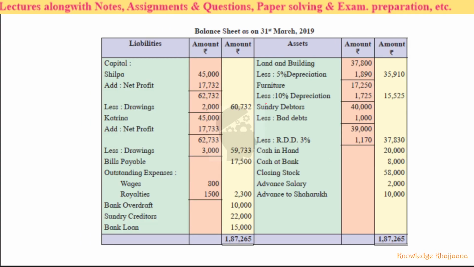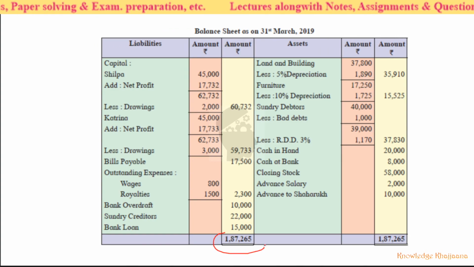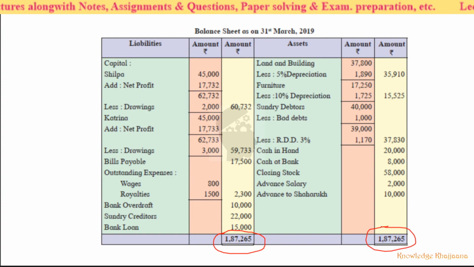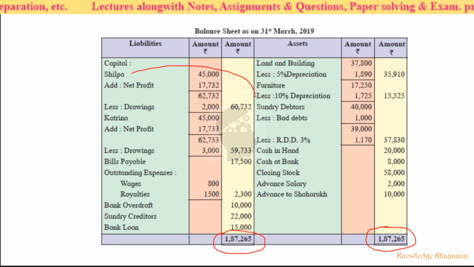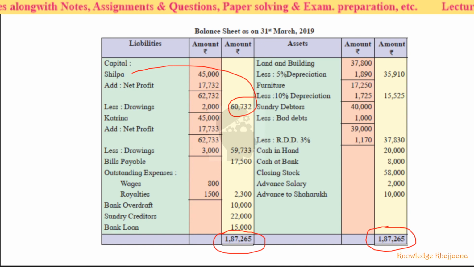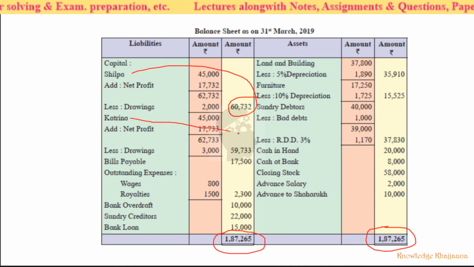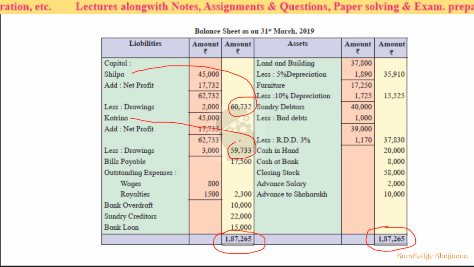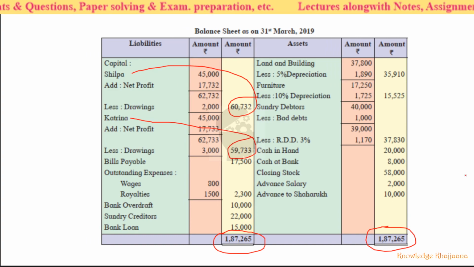Next, in the balance sheet, our total was rupees 1,87,265 and here it is the same as given in the book. Okay. Our total capital for Shilpa after adding the net profit was rupees 60,732 and total capital of Katrina was rupees 59,733. Okay. So it means we have tallied exactly the same as it is given in the book.